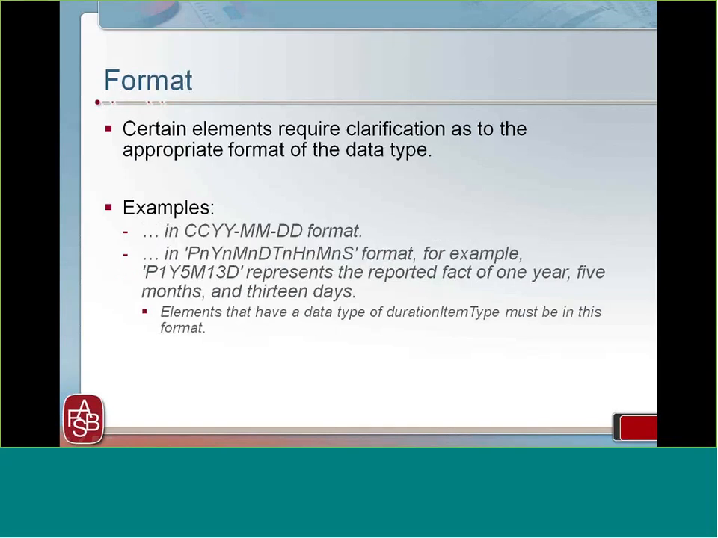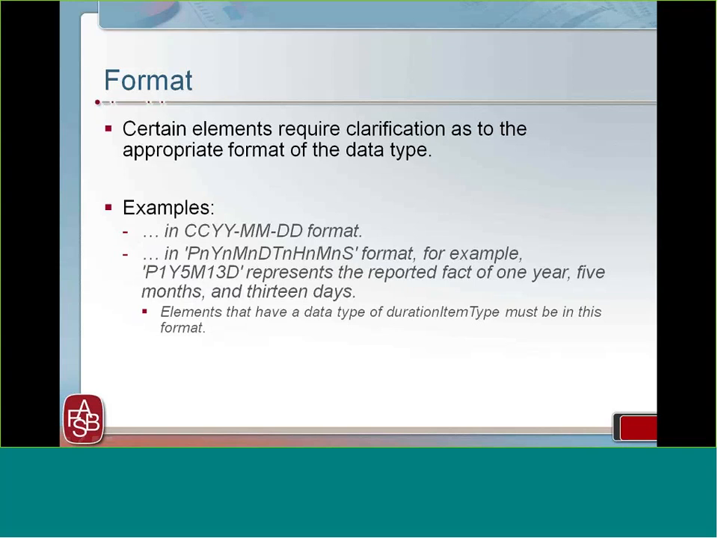And last but not least, certain element data types in the taxonomy require facts to be reported using ISO standards. These are standards promulgated by the International Organization for Standardization. The first example shows the ISO convention for elements that have a data type of date item type. So a fact value for April 3rd, 2012 would be reported as 2012-04-03. That's a format most of us are comfortable with and have seen quite commonly.